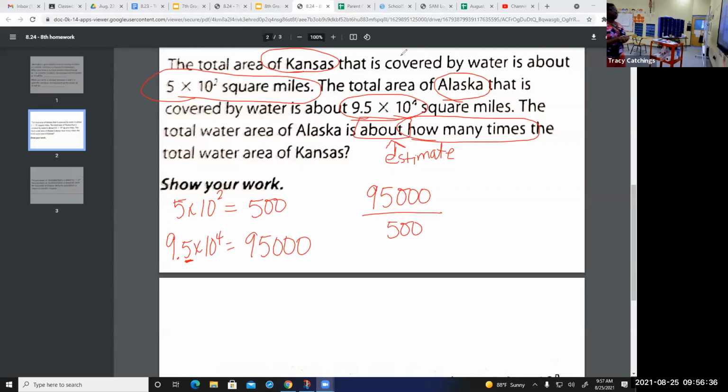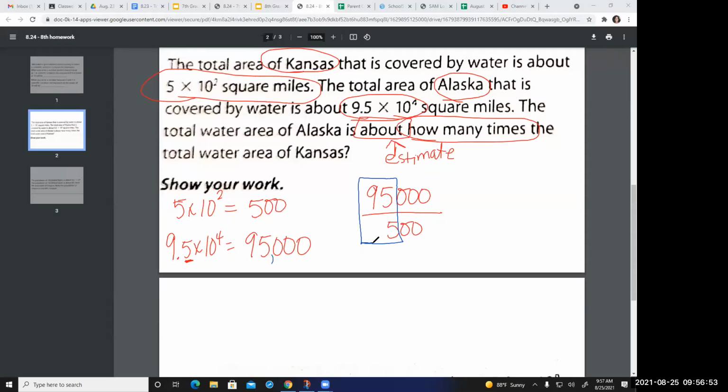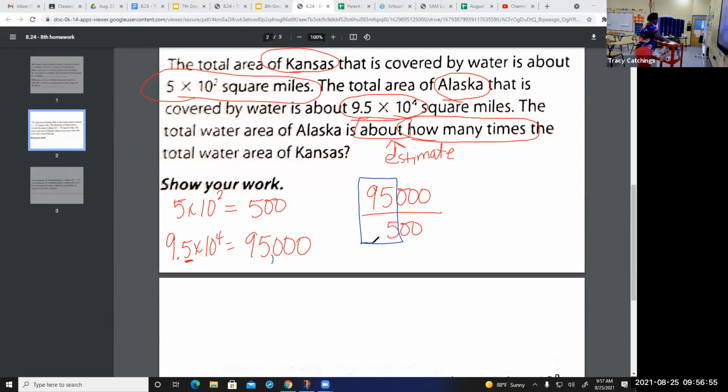The first thing you should have done was write them out in standard form. So the first one was 500, the second was 95,000. And then they asked us to compare. So you could have set it up as division. And then as we learned with patterns and division, only look at these whole numbers. So if you divide out 95 and 5, what will we get?